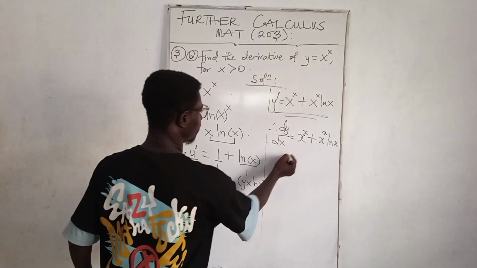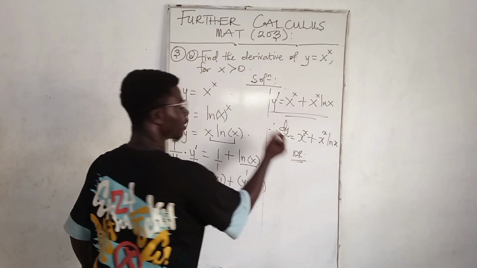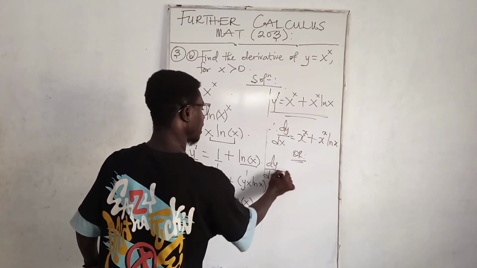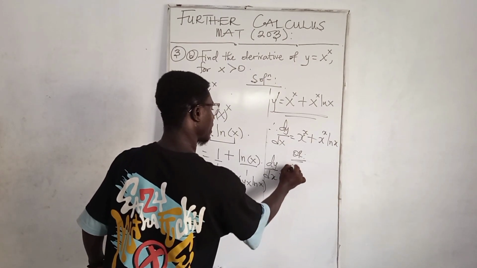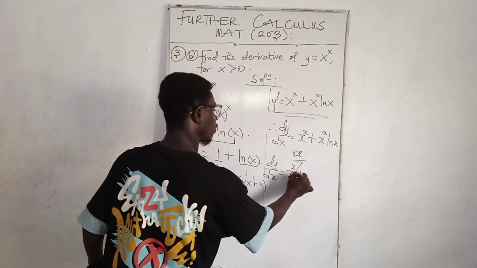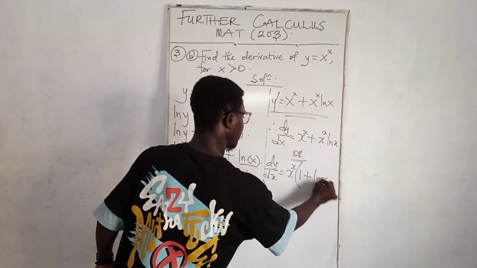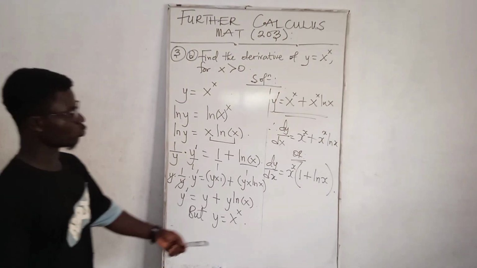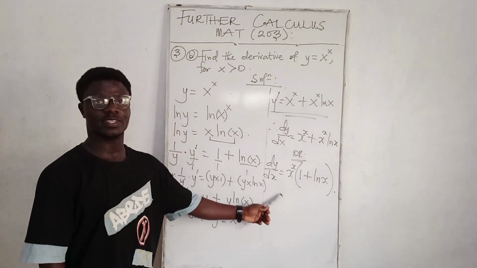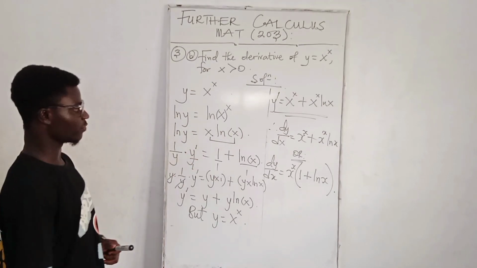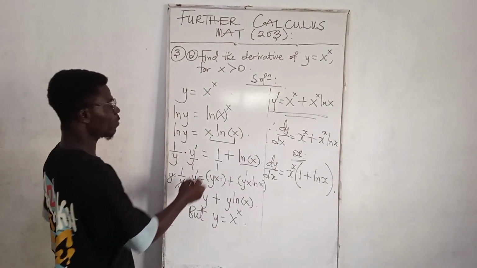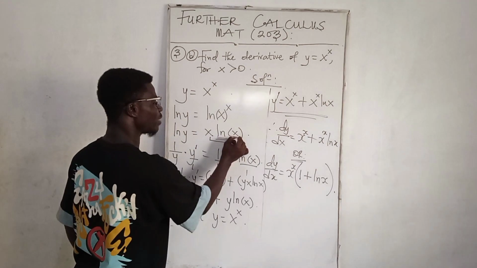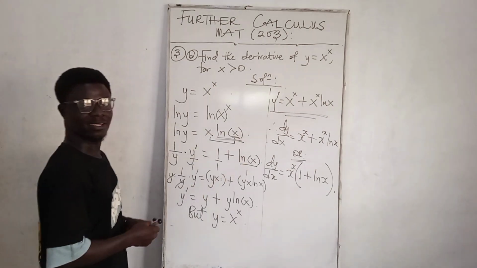Or better still, you can factorize x to the power x out. So my dy over dx must be equal to x to the power x, then 1 plus ln x. 1 plus ln x. So this one too is very, very interesting, very, very simple and trivial as well. The reason why this time around ln x is not going to 0 is that we have this variable x inside. Do you understand that?